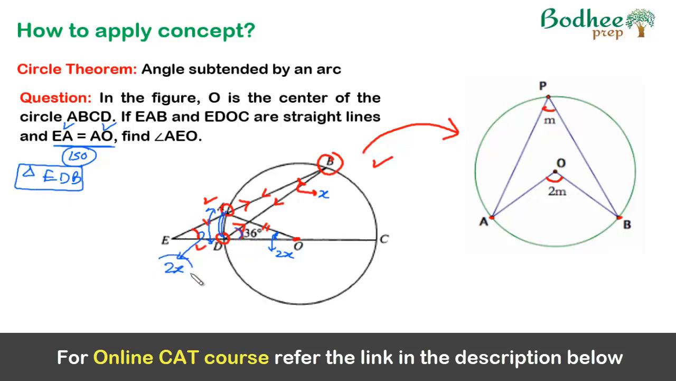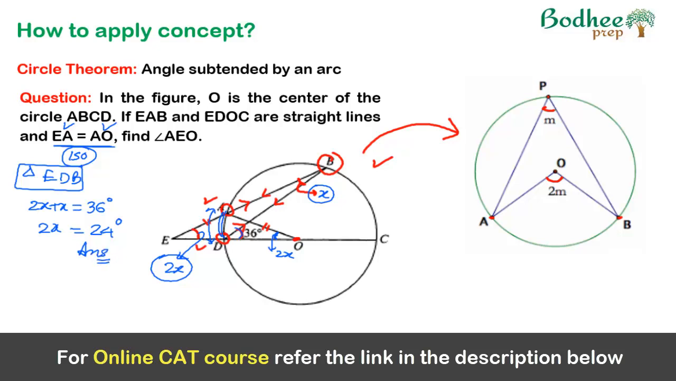And the interior angles are what? 2x and x. So straight away we can say that 2x plus x, the sum, is equal to 36 degrees, and in fact we have to find the value of 2x. So 2x, the value would be 24 degrees, and that is the answer, right?